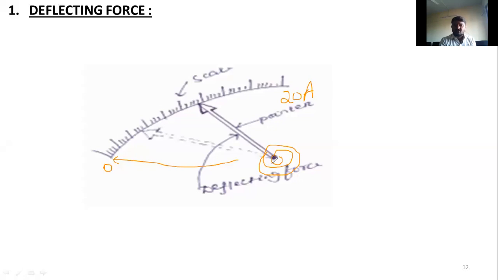So once the spindle is rotated, what will happen? The pointer set at 0 value will start to deflect from 0 to a non-zero value. Somewhere here it starts to deflect now. To move the pointer from 0 value to the non-zero value, whatever torque is required, that torque we are going to call deflecting torque, or deflecting force.